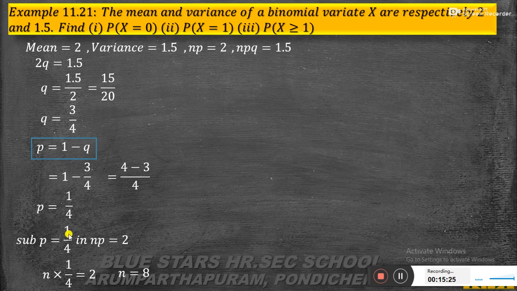So substitute p equal to 1 by 4 in np equal to 2. So n times 1 by 4 equal to 2. Just doing the cross multiplication, n equal to 8. Therefore n value equal to 8.